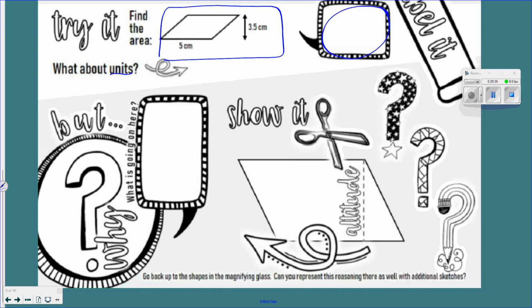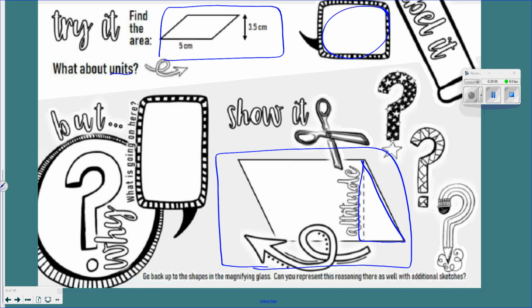The second part, to the point Ashley was making, this is where you get a chance. We're not actually going to cut it. All we want to do is show how I would move this little piece here to turn this into a rectangle. Okay? So we've got one problem to solve. We'll give you guys like 2 minutes.